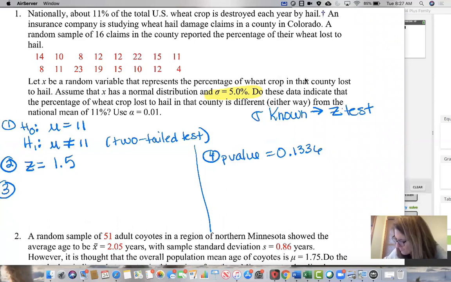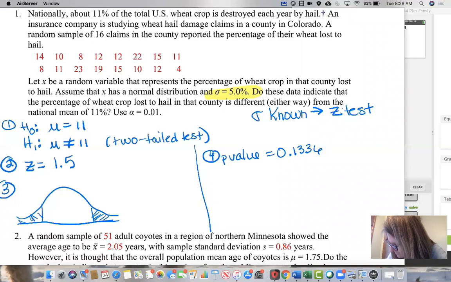Okay, so for our critical region, and this is with some of the questions here, because it's a two-tailed test, we are going to have a rejection region in both tails. Now remember, the rejection region is determined by our table. So we're going to go to the table.